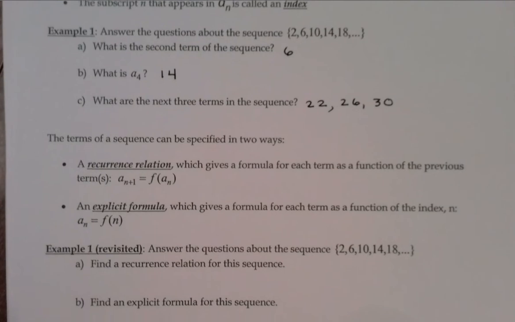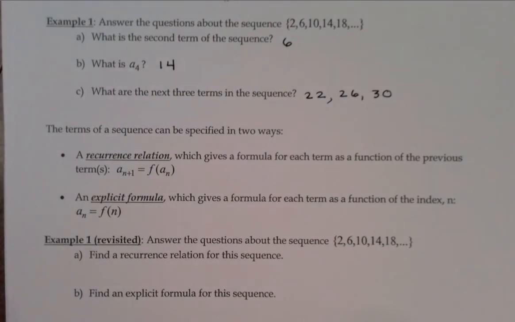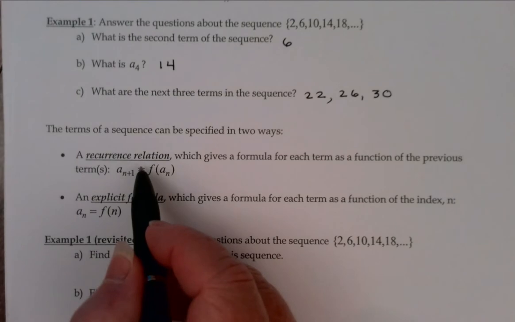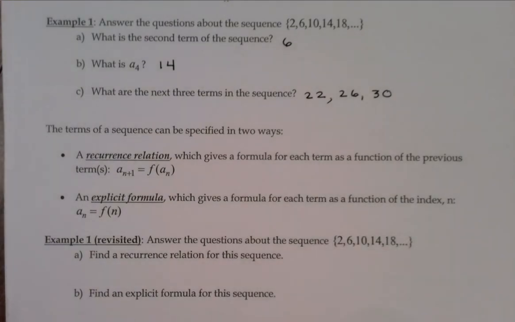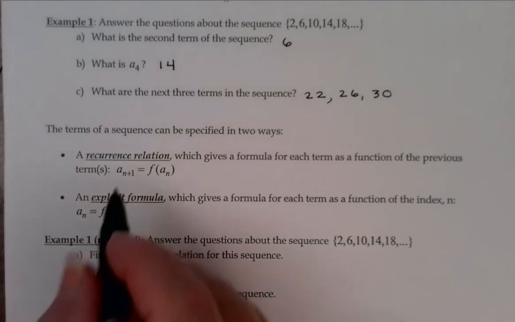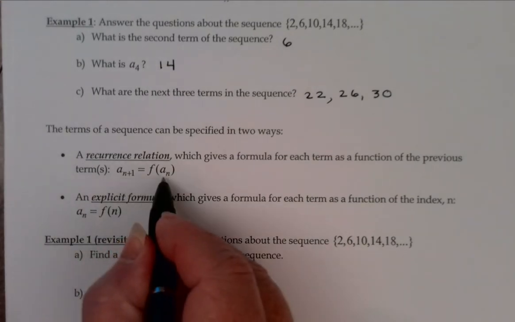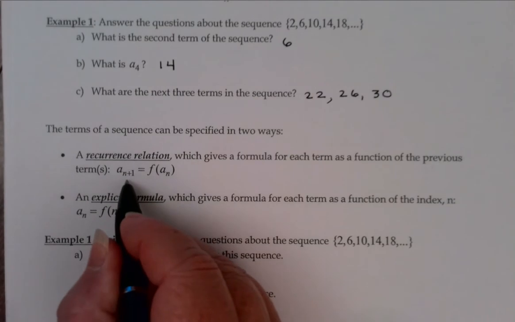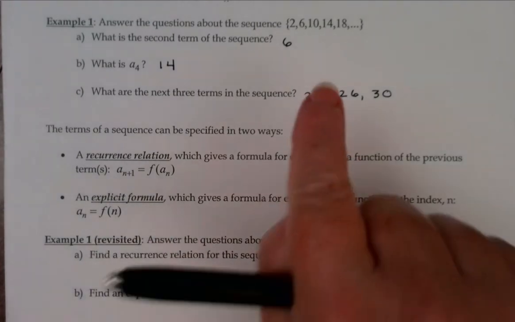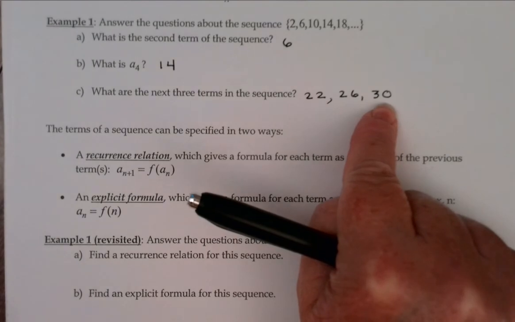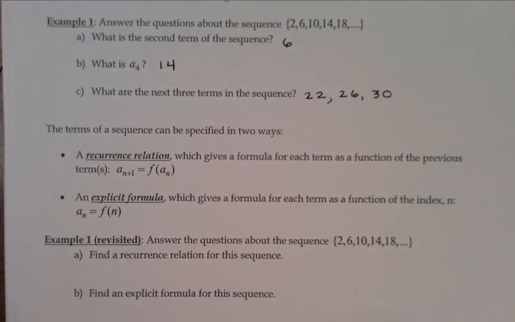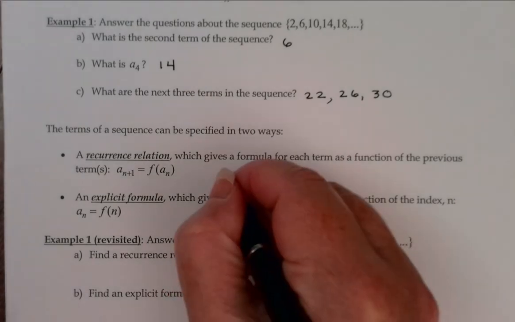All right, we can specify a sequence in 2 different ways. We can write it as what's called a recurrence relation. A recurrence relation gives a formula for each term as a function of the previous term or terms. So based on a sub n, we get a formula for a sub n plus 1, the next term. When we said to go from one term to the next, we were adding 4, we were describing a recurrence relation.